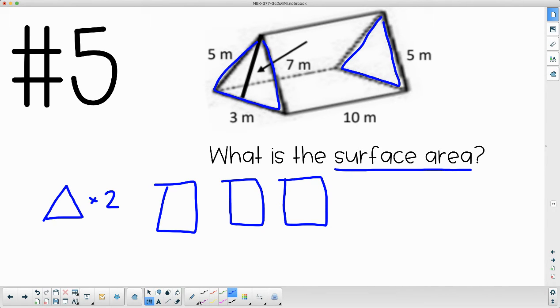So let's look at our triangle here. So our base is 3 and our height is 7.